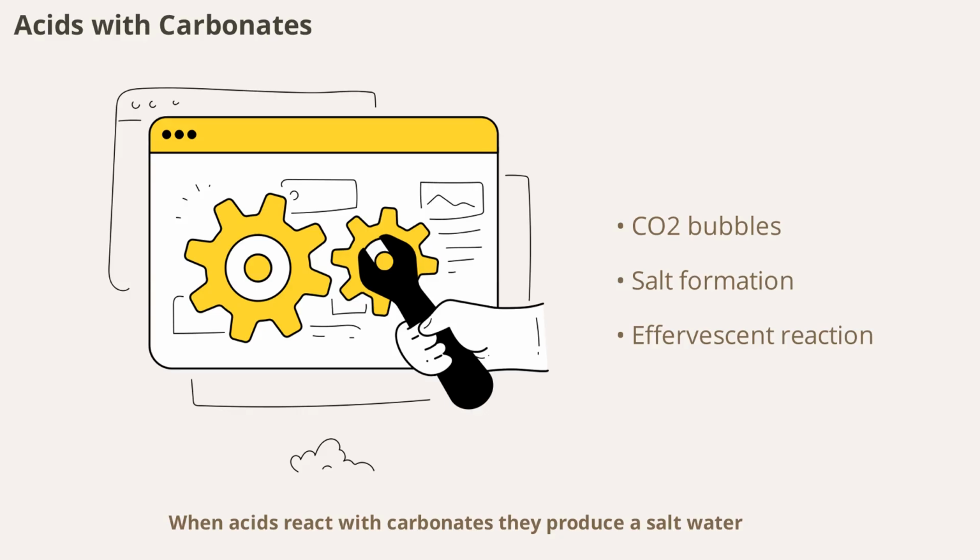When acids react with carbonates, they produce a salt, water, and carbon dioxide gas. For example, hydrochloric acid reacting with calcium carbonate forms calcium chloride, water, and bubbles of carbon dioxide. This reaction is commonly seen in effervescent tablets and in the natural weathering of rocks.